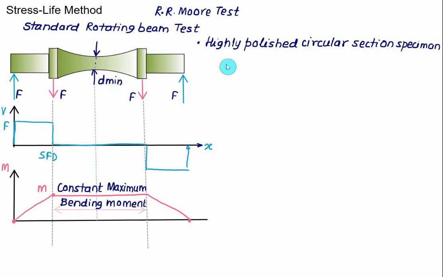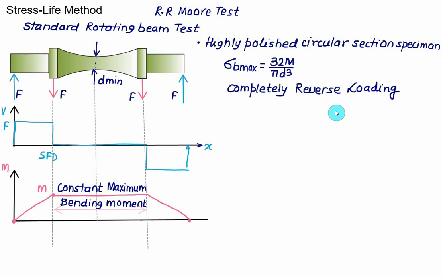This maximum bending stress produced will be given by sigma b maximum equal to 32 times M divided by pi d cube. And since we have a continuous rotation, the bending stress will be compression, alternately it becomes tension, again it becomes compression, again it becomes tension. So there is a continuous sign change of the stress produced on the top surface and bottom surface, which is the case of a completely reverse loading.